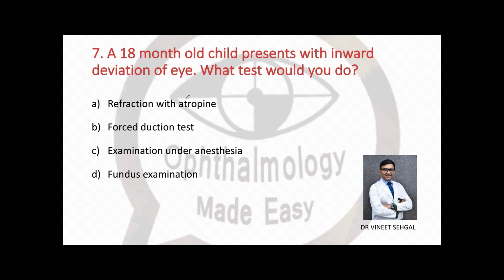So the next question was an 18-month-old child presenting with inward deviation of eye. What test would we do? Or some students say, what is the best investigation that can be done? So remember, an 18-month-old child with deviation of eye can be just a congenital squint, but you have to rule out the possibility of retinoblastoma. So that's why we have to do an examination under anesthesia.